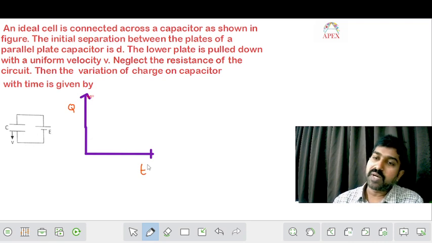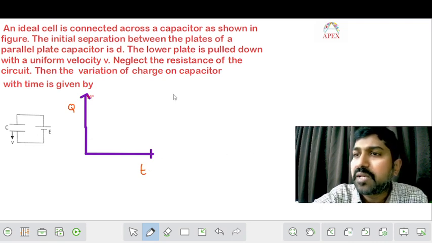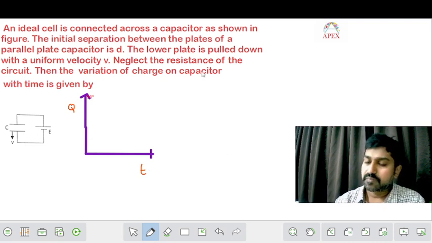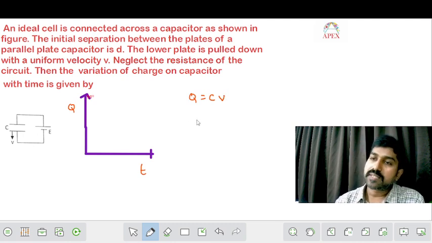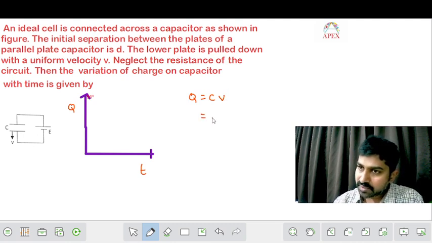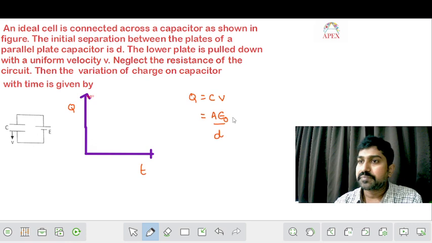We have the simple formula for charge. What is the formula for charge we can have? Charge is nothing but CV. Capacitance C equal to Q by V, so Q can be taken as C into V. What is capacitance? For this given one, you can write the simple formula, that is A epsilon naught by D into voltage V. This is the formula for charge only.